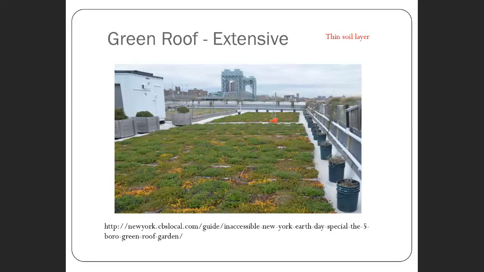Again, much more likely to see an extensive green roof, extensive being that thin layer of soil, right? That's much easier to work the weight of that soil and the water that it contains into the structural design of the building than it would be to carry an intensive or thick soiled green roof.